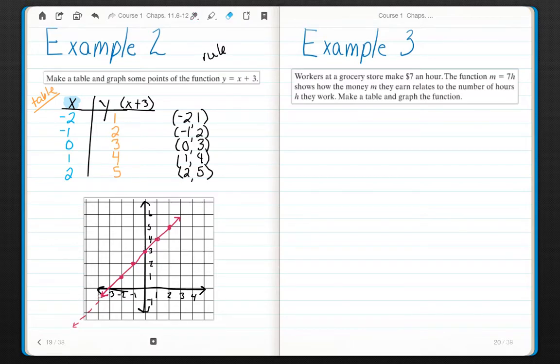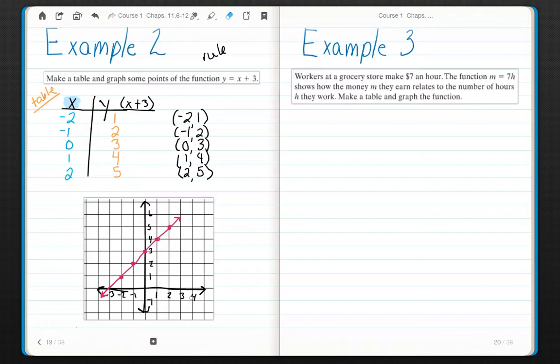So I do not want your line to go way outside your axis. It needs to stay within the imaginary square of your axis. Also notice that I did not draw a box around my graph. I leave my graph sitting just there like that.